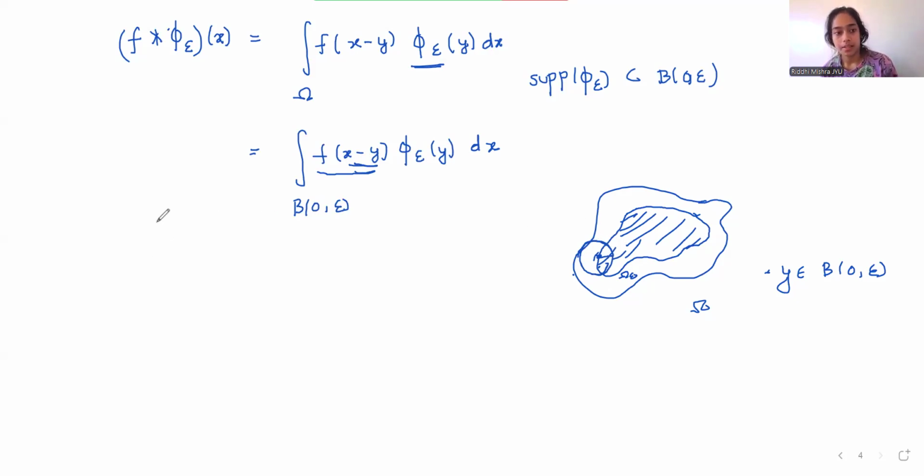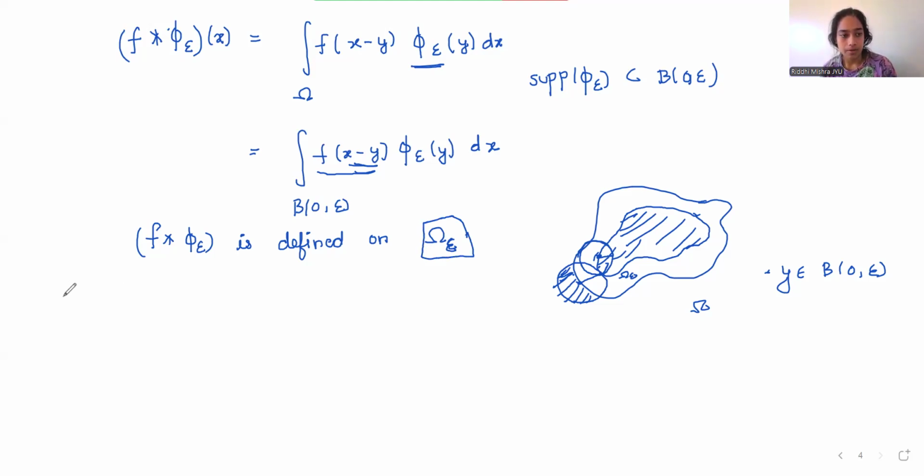So that's why this f convolve phi epsilon is defined on omega epsilon. The integral is over omega, but it is defined on omega epsilon, not on omega, because then the problem will occur. Suppose you are taking a point here and you make a ball with radius epsilon. Then here the function is not defined. So we have to take this into account. That's why we are not going out. We are considering this omega epsilon.